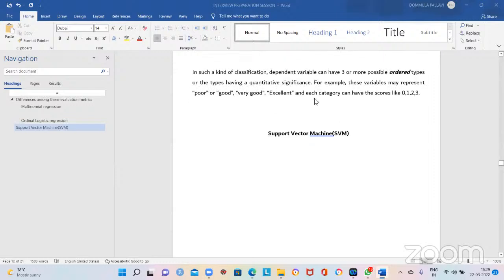Coming to the next one, what is SVM? Full form of SVM, support vector machine. What is this SVM? I will give you 2 minutes time, mention in live chat.